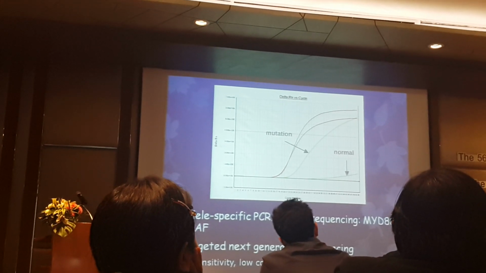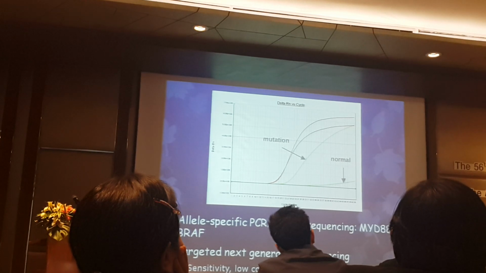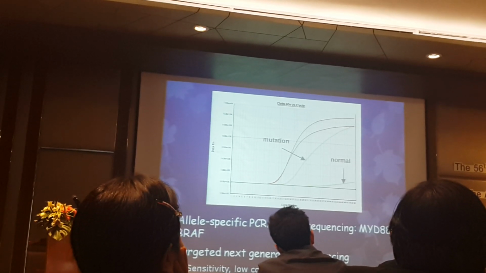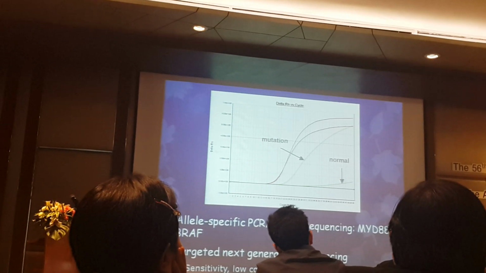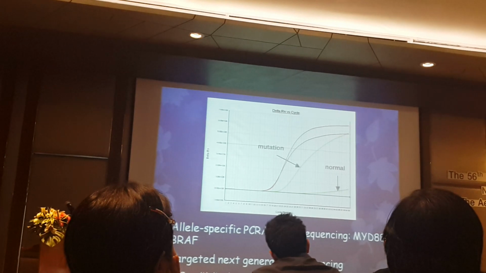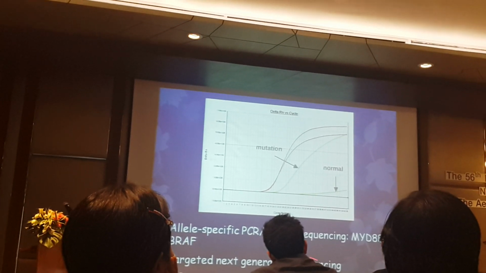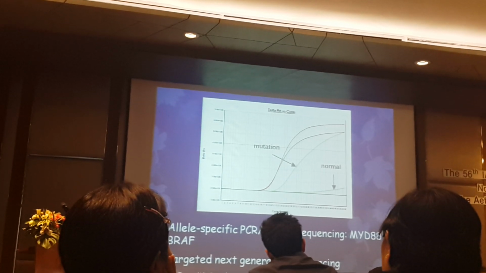You get mutations of CD79A, mutations of CD79B, you get mutations of the toll-like receptor pathway involving MYD88. So if you want to detect all these mutations using Sanger sequencing, it takes too long. So therefore, perhaps we can use targeted next generation sequencing. And this is a technique that gives you high sensitivity, low cost and high throughput.